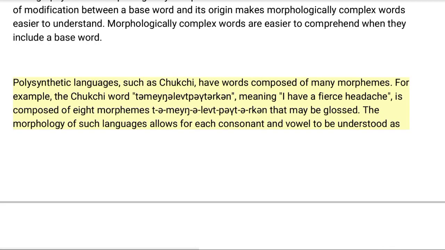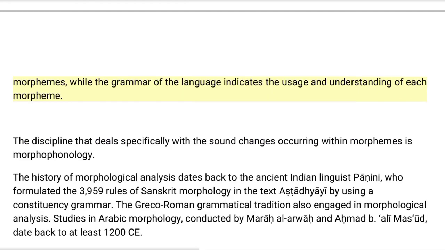Polysynthetic languages, such as Chukchi, have words composed of many morphemes. For example, the Chukchi word for "I have a fierce headache" is composed of 8 morphemes that may be glossed. The morphology of such languages allows for each consonant and vowel to be understood as morphemes, while the grammar of the language indicates the usage and understanding of each morpheme. The discipline that deals specifically with the sound changes occurring within morphemes is morphophonology.